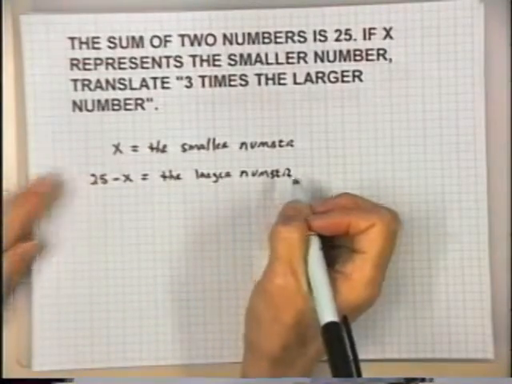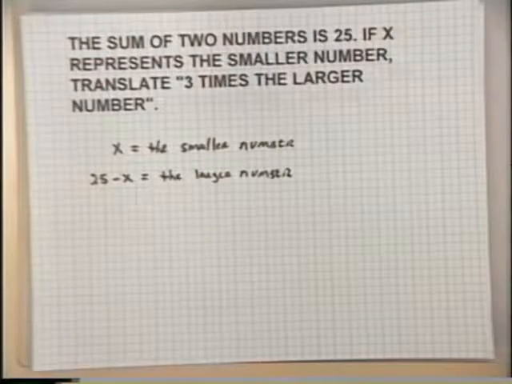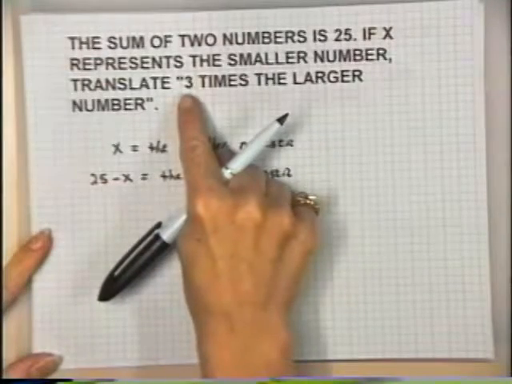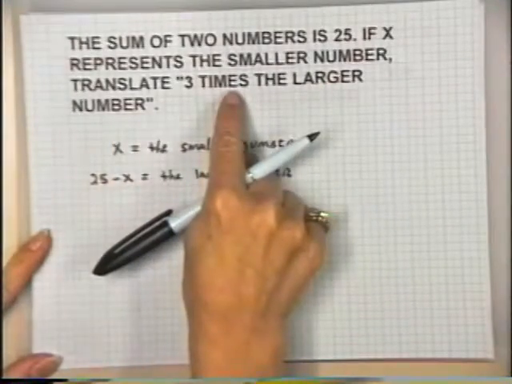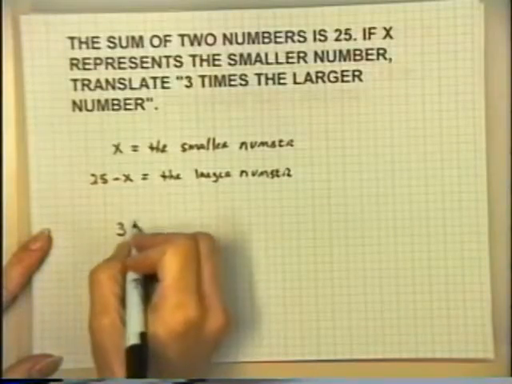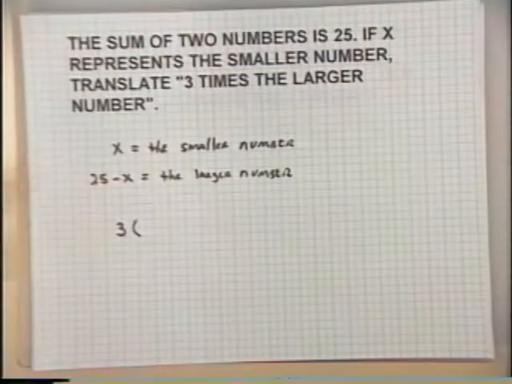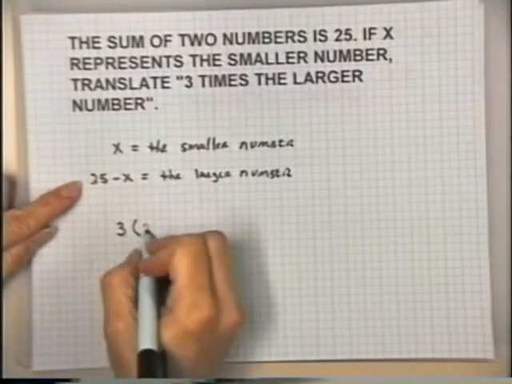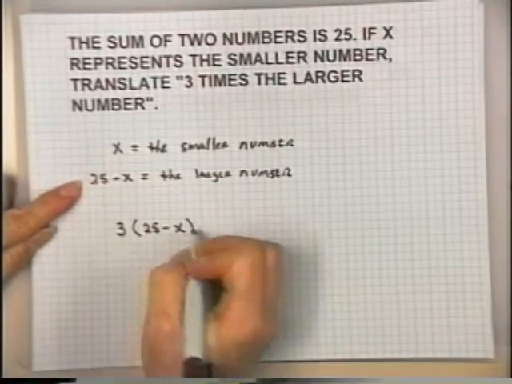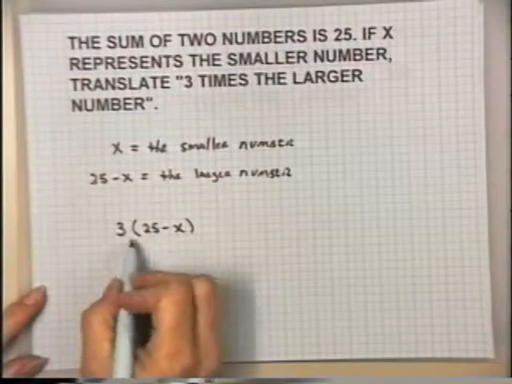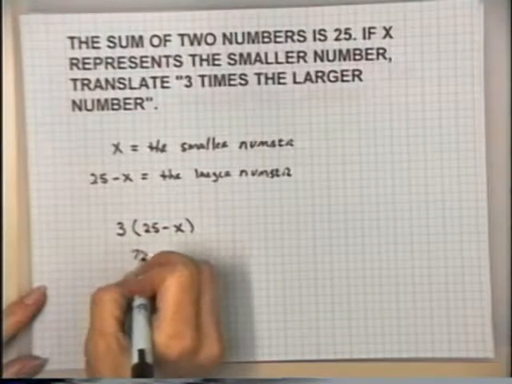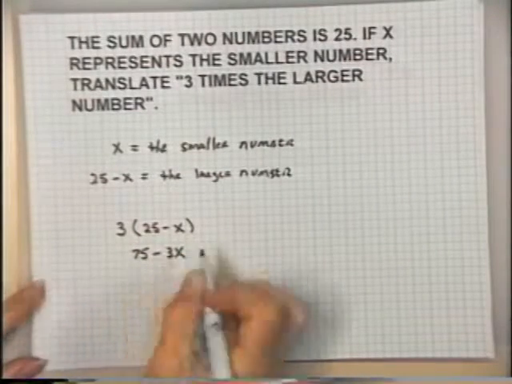Now that we have an expression for each of these numbers, let's look at the phrase that we wanted to translate. We want to translate 3 times the larger number. Times means to multiply. Let's write down the 3 and we'll use a parenthesis for multiplication. Now, this is the larger number, so inside our parenthesis, we're going to write 25 minus x. Now, in this particular problem, we were not instructed to simplify, but do you recognize that we could? We could distribute this 3 and go ahead and do this multiplication and write 75 minus 3x.